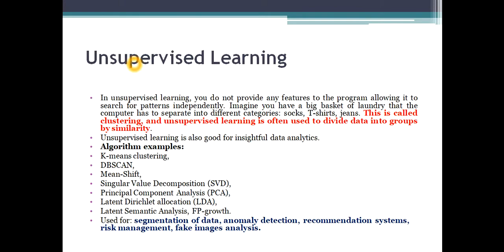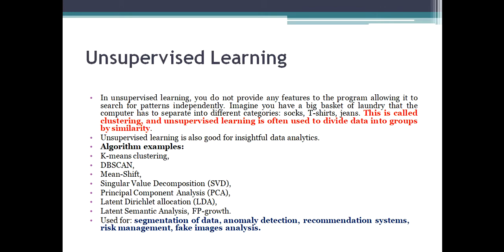Then unsupervised learning is the opposite case. So you don't provide any labels to the program, allowing it to search for the patterns independently. Say, for example, you have a big basket of laundry that the computer has to separate into different categories, say socks, t-shirts, and jeans. But you don't have any idea about that. Your computer will not be fed some labeled data. How will you do that? You will do it through clustering.